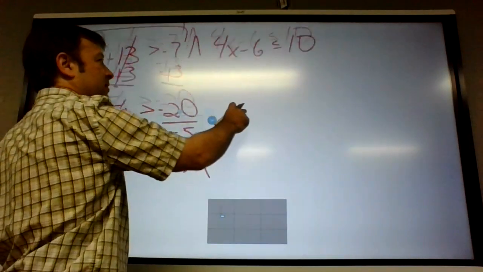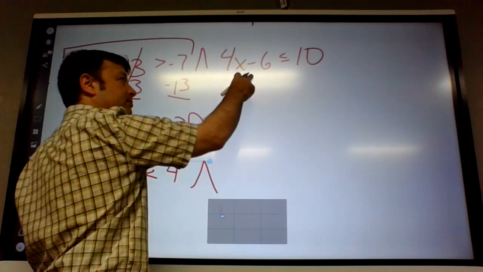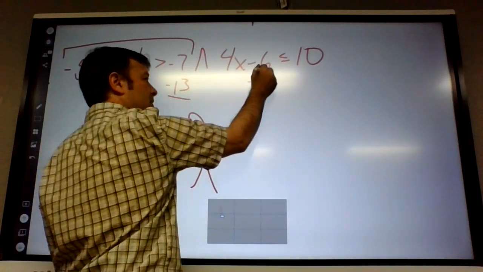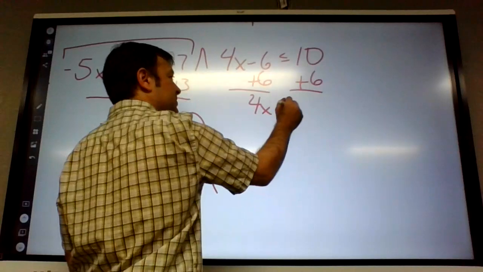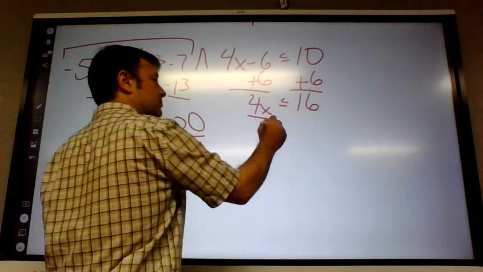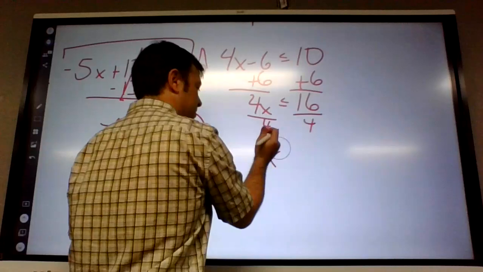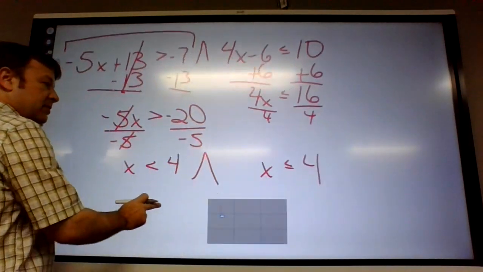And then we have one over here. What would this be, Isabel? What would I do? Plus 6. 4x is less than or equal to 16. Then what? So I got, I'll put it down here, x is less than or equal to 4.